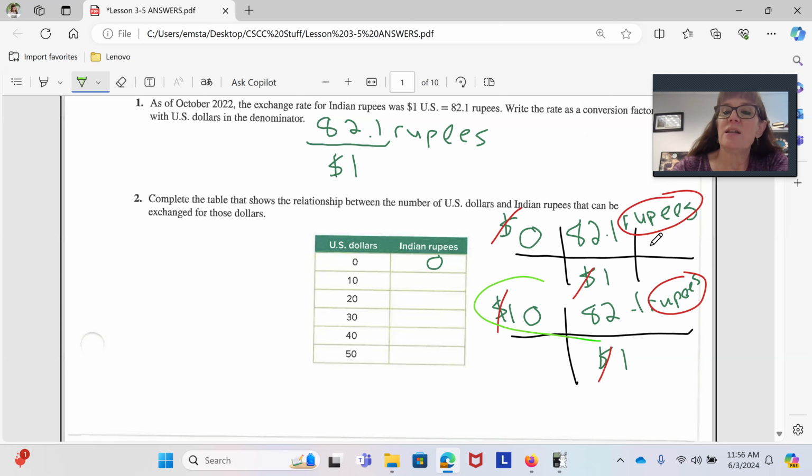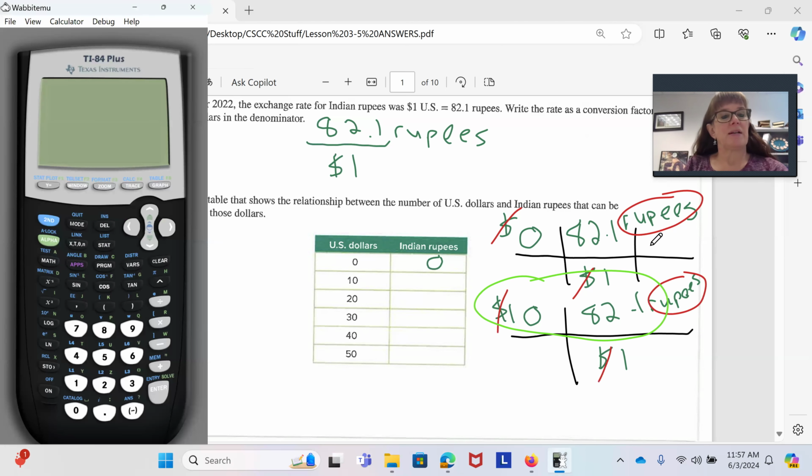So I'm going to have to do 10 times 82.1, and I'll get out my handy dandy calculator, and we'll type in, as soon as it turns on, 10 times 82.1. It's difficult sometimes. That may have been user error that time. 82.1. And the calculator tells us that the answer is 821.